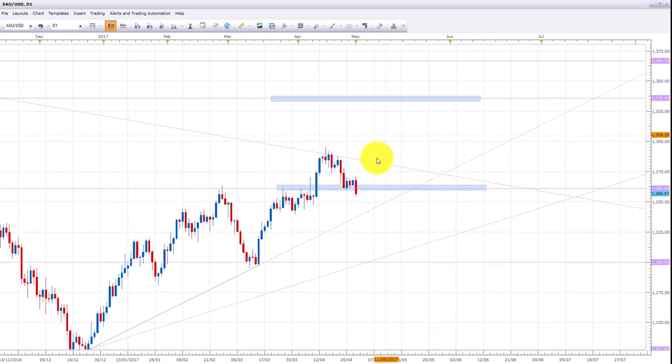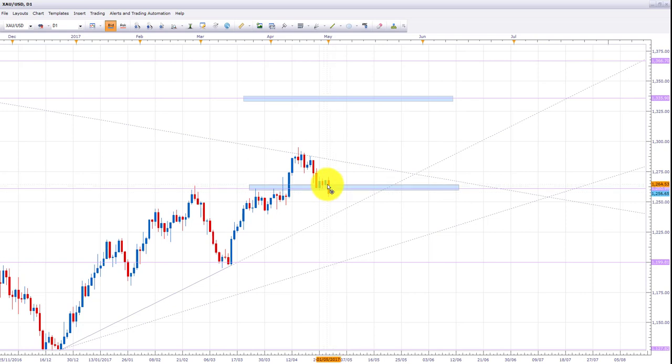Gold bounced at this major downward sloping trend line here, and it did pull back to the support area we had marked at the 1260 area. Now, it was holding on this support area for a number of days. However, as you can see today, it does look like it started to break down through here.